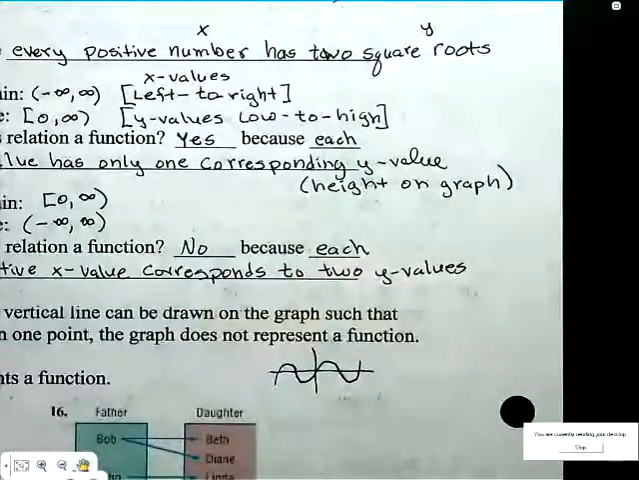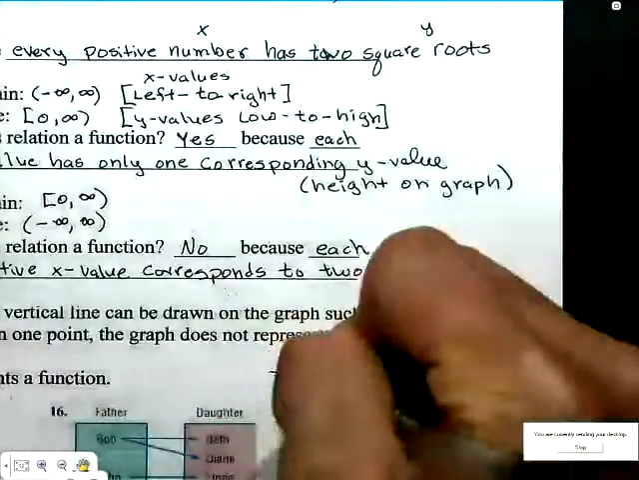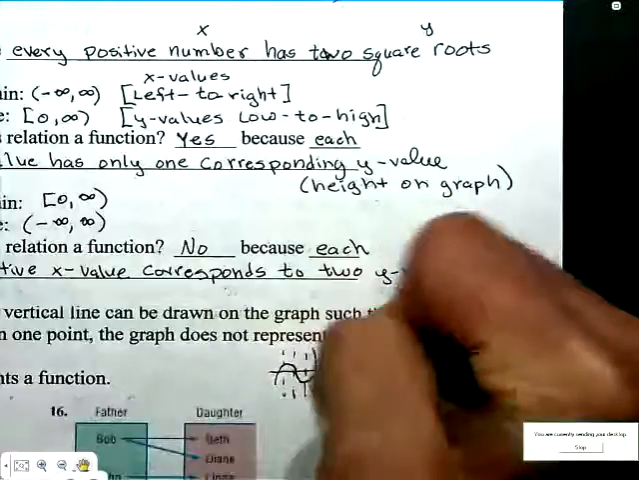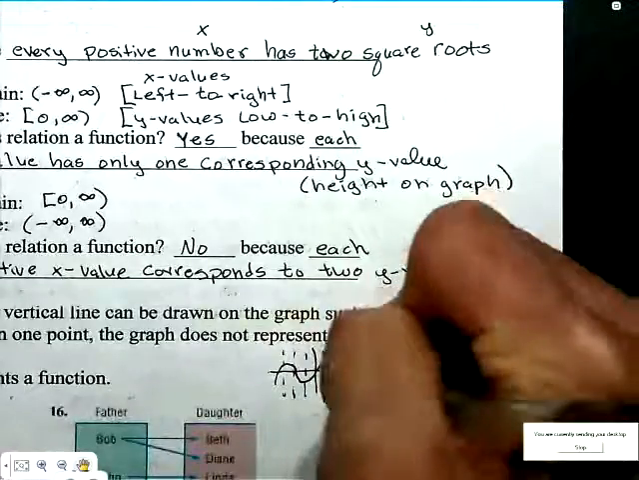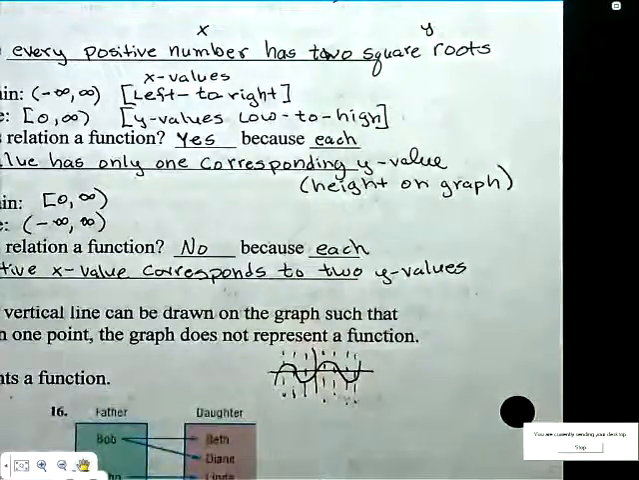Yeah, there is no place on that graph that I could put a vertical line that would touch the graph in more than one place. As a matter of fact, if you've had any trig or if you take pre-calculus, you'll find out that's the graph of the sine function.